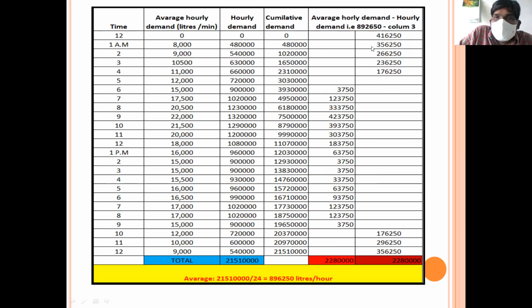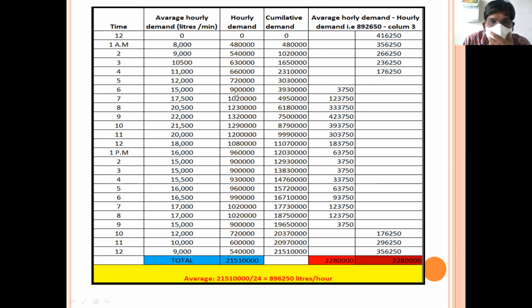See why? What is it? It is average hourly demand minus hourly demand. What is hourly demand here? 4,80,000. What is the average hourly demand? 8,96,250 minus 4,80,000. How much did we get? 416. Understand? Now see, and it is 3750. That means excessive pumping.